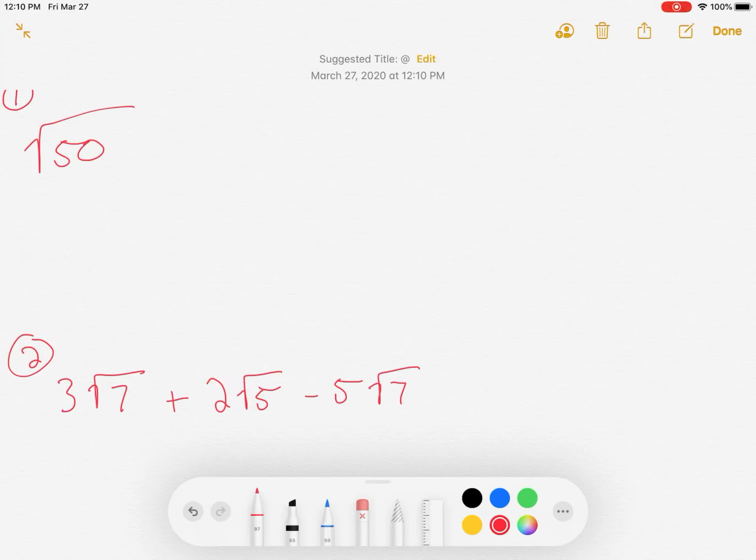Hey everyone, so I had a few questions on adding and subtracting rational expressions, so I figured I'd post a quick video just on how to do that, I guess.